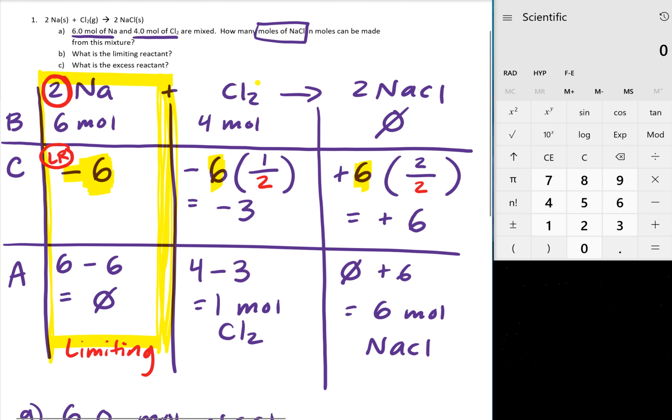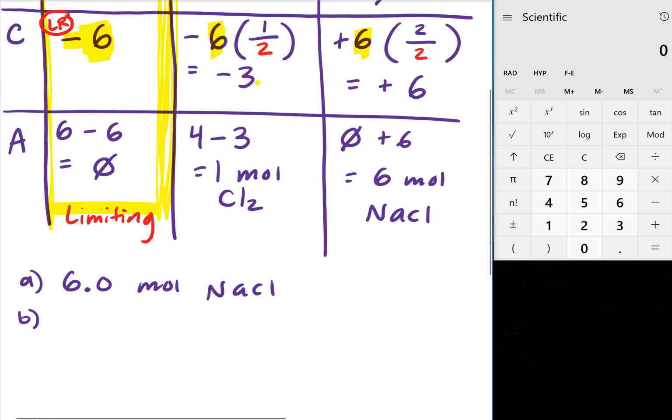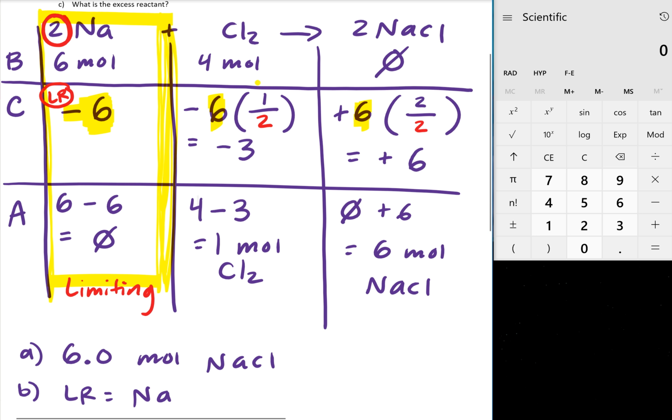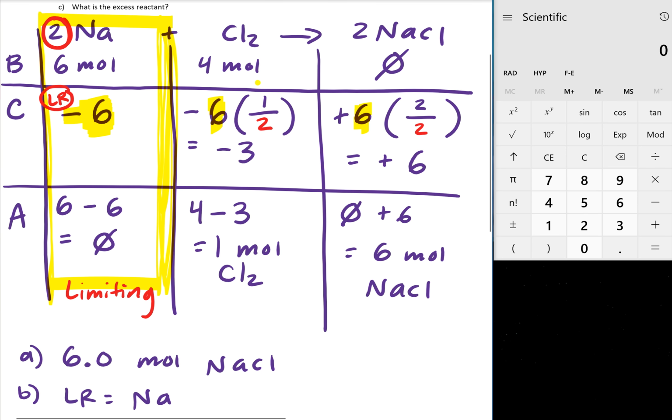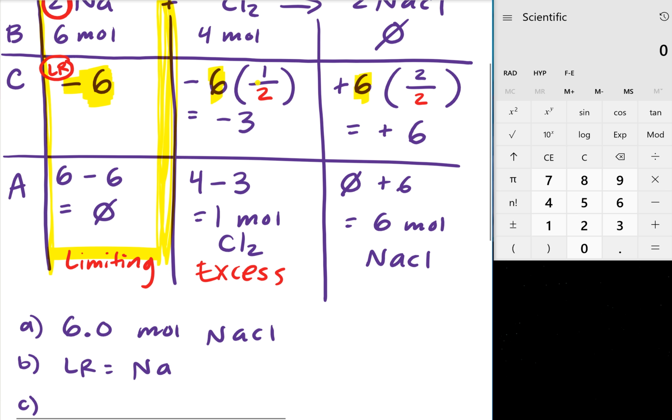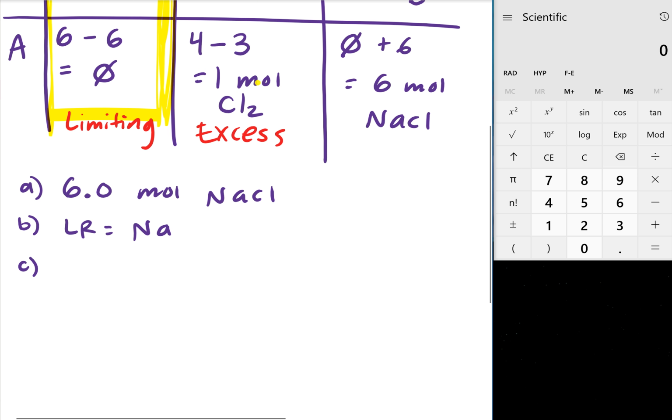Part B, what is the limiting reactant? Well, we said that was the sodium. LR equals sodium. And part C, what is the excess reactant? The excess reactant, first of all, has to be one of the reactants. And it's the one that you have extra of. The one that is not 0 at the end of the reaction. So that is going to be our chlorine. We have 1 mole of chlorine left over that did not react. So our excess equals Cl2.